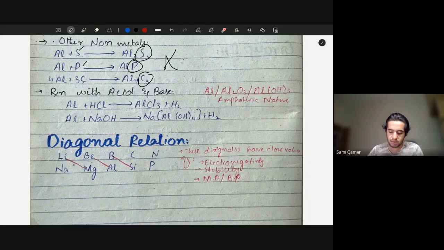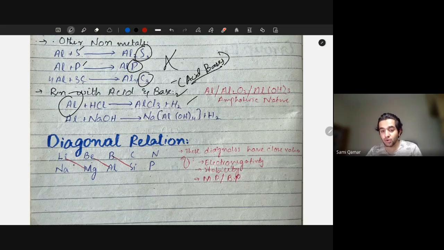Now, reaction with acid and base. Aluminium is amphoteric in nature. It can react with acid and it can react with base. These are the reactions you should have in mind, especially for acids and bases. In past paper exams, earlier IMAT gave you tables with lots of compounds and asked you to pick which are the acids, which are the bases, and which are the amphoteric. If you remember the periodic table well, you can easily mark which are amphoteric. Anyways, now there is the diagonal relation.